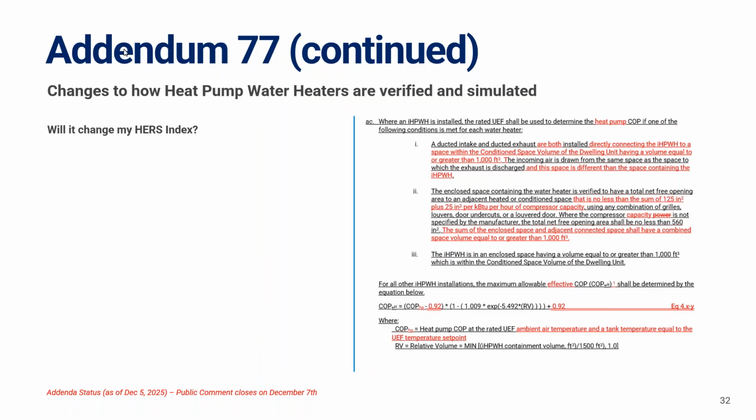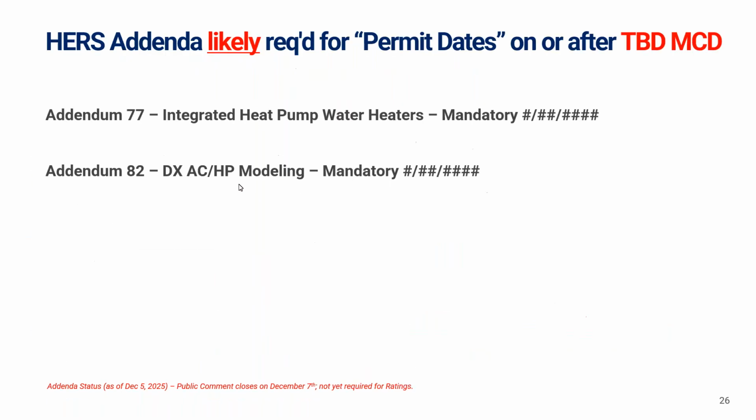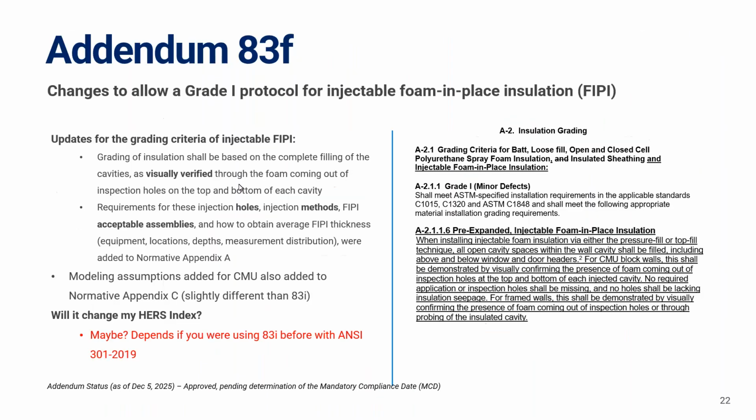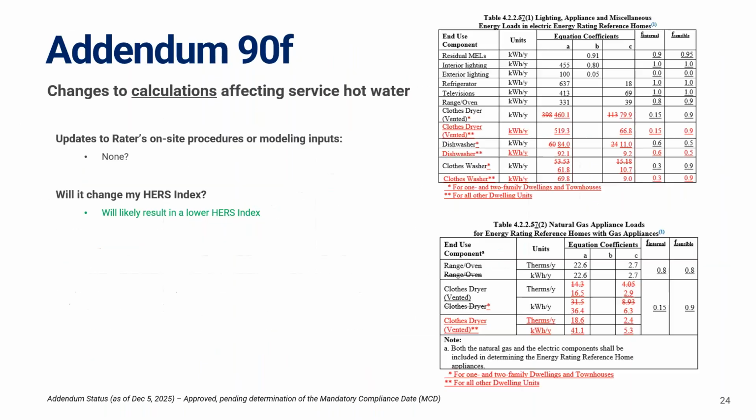Perfect. For 90F, hot water service modeling, you said that the HERS scores will improve. Is that both for single family and multifamily units, or does one benefit more than the other? I think both. I wasn't the one that did the analysis, so I'd have to double check. But at least for single family, I think both. But I can't say for certain.